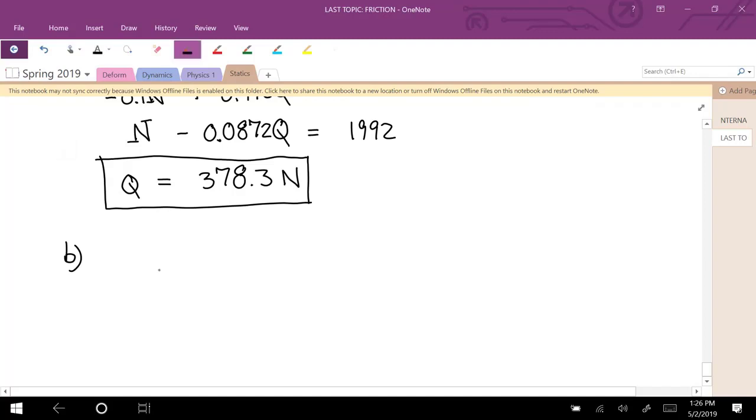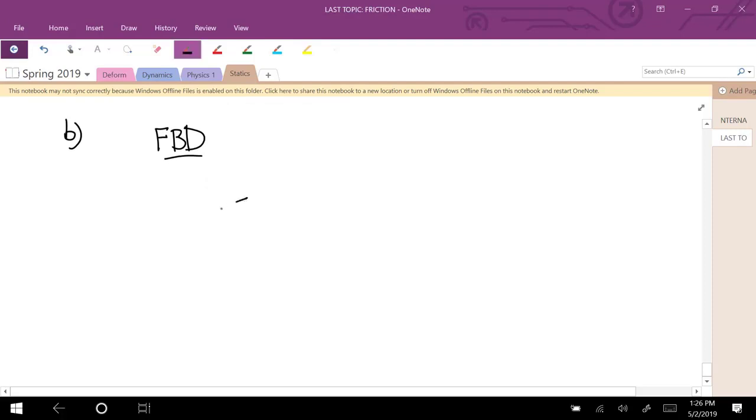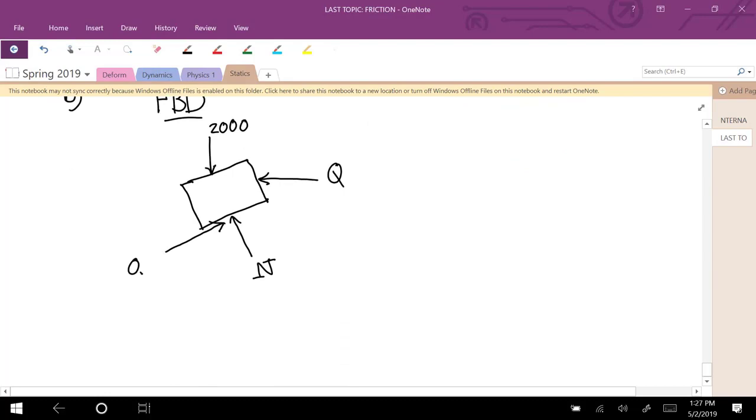Okay, well, let's do it. So free body diagram in this case. We have a downward force of 2,000. This time the horizontal force is to the left, and I'll call that Q again. And then we have the normal force, and resisting the motion down the ramp is the friction force, and that is 0.1 N.